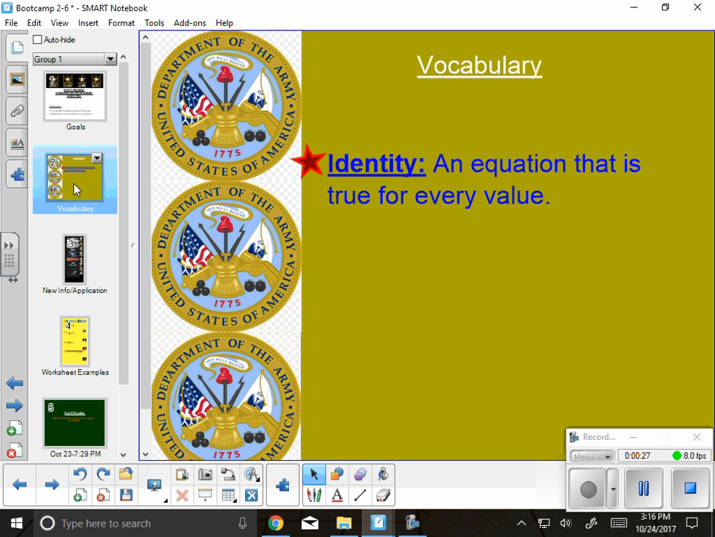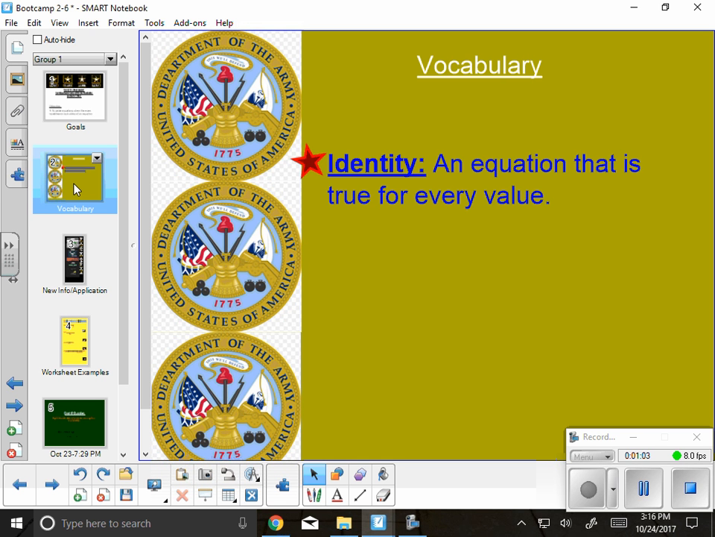So now we're going to talk about vocabulary. We only have one word this time. The word is identity. The definition is an equation that is true for every value. A characteristic or helpful hint that I think of when I see identity is identical. Your identity means that you're identical to yourself. An example would be 4 equals 4. A non-example would be 3 equals 6.